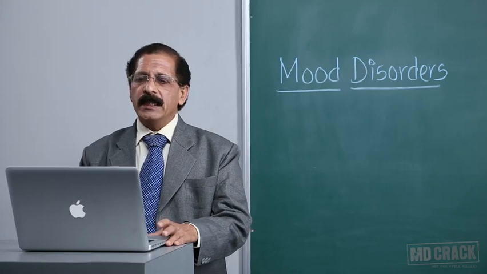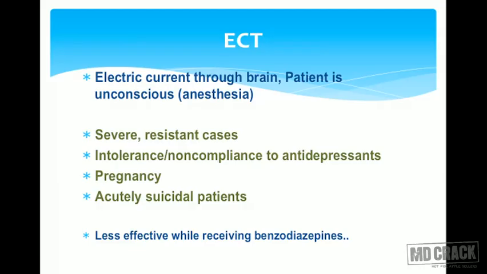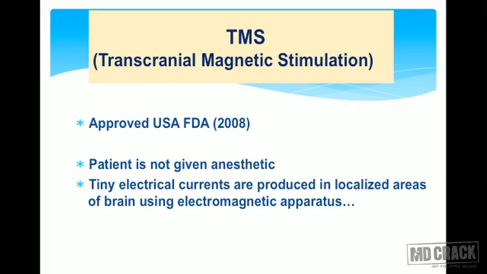The next option is ECT, or electroconvulsive therapy, passing electric current through the brain while the patient is unconscious or anesthetized. When to go for ECT? Indications for ECT include severe cases resistant to antidepressant treatment, intolerance or non-compliance to antidepressant drugs, pregnancy, and acutely suicidal patients. You can think of ECT in these four conditions. ECT is less effective if the patient is already receiving benzodiazepines for any purpose.